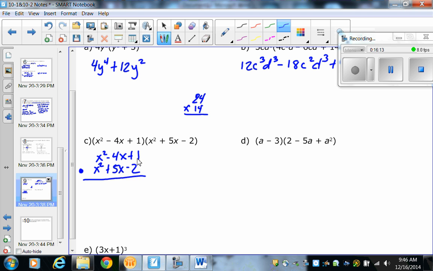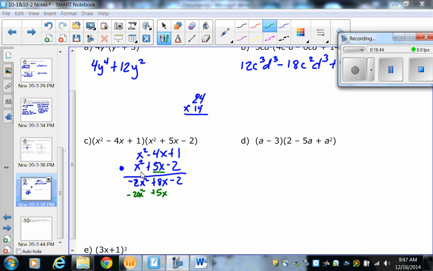So negative 2 times 1 is negative 2. Negative 2 times negative 4x is positive 8x. Negative 2 times x squared is going to give me negative 2x squared. Then we're going to do the 5x. So 5x times 1 is 5x. It's a positive. 5x times negative 4 is negative 20x squared. And then 5x times x squared would give me 5x to the third.